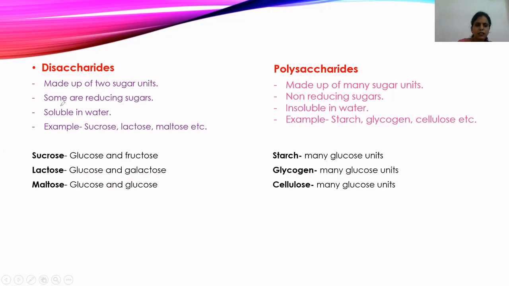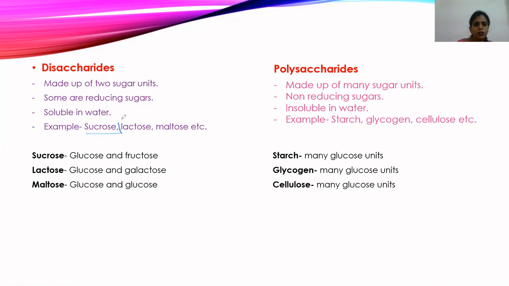In case of disaccharides, some are reducing sugars and some are not. Remember this, only some are reducing sugars and some are not. And these disaccharides are also soluble in water. Examples of disaccharides are sucrose, lactose, and maltose. Sucrose is the sugar which we eat at home. You are aware that at home we use white crystalline sugar. So that sugar is actually sucrose.